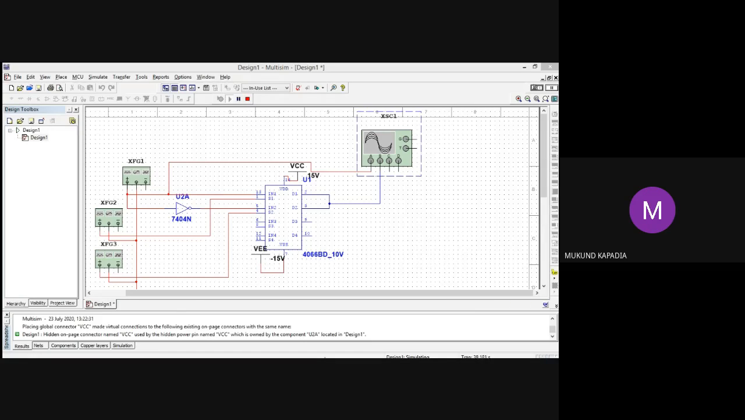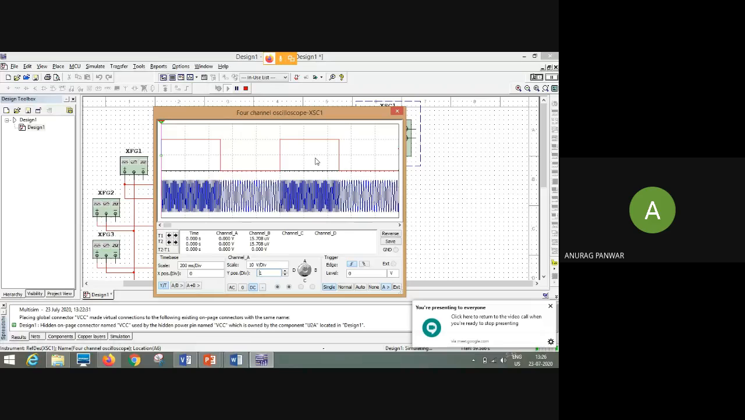Oscilloscope visible, nothing? Nothing, sir. Wait. Now? Yes, sir. Okay. So this is the output we are looking for.